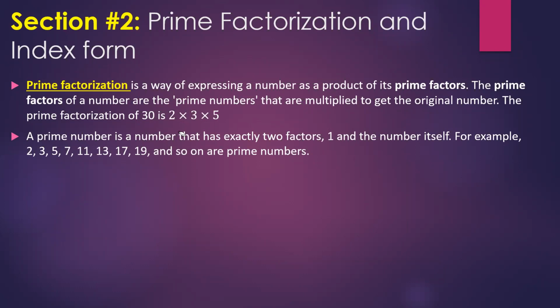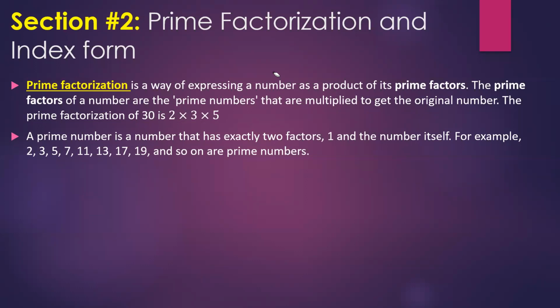A prime number is a number that has exactly two factors, one and the number itself. For example, 2, 3, 5, 7, 11, 13, 17, 19, and so on, are prime numbers. Okay, can you read that like you actually know how to read? Because you sound like you're scared to read the thing. Read it properly, please. A prime number is a number that has exactly two factors, one and the number itself. For example, 2, 3, 5, 7, 11, 13, 17, and 19, and so on, are prime numbers.